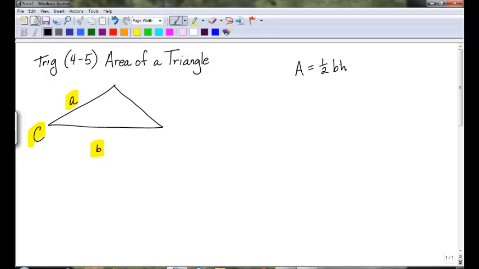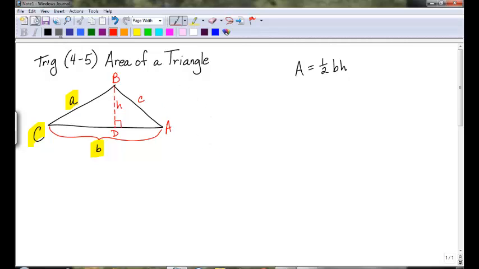On this, if you drop a perpendicular, because remember there was no right angle in an oblique triangle, so drop a perpendicular. This whole thing was side B. Label this point D. Label this the height. This would be side C, and this would be A and B.